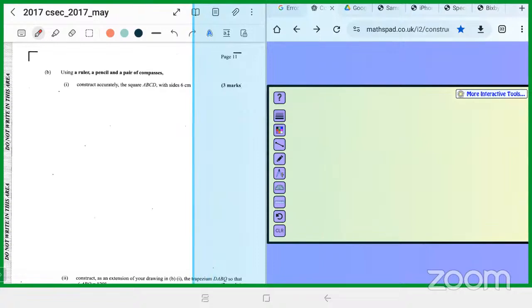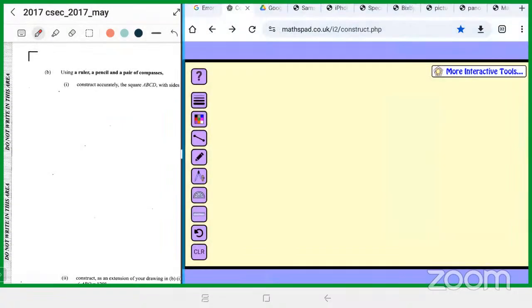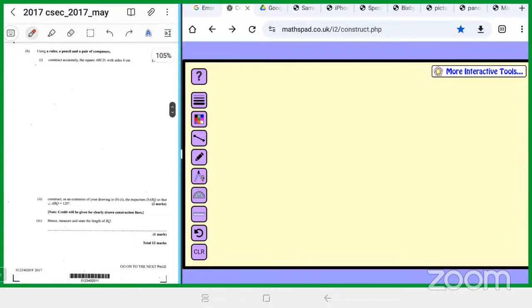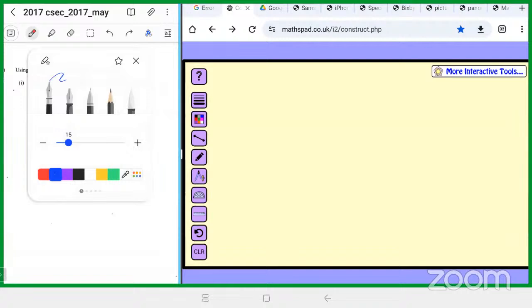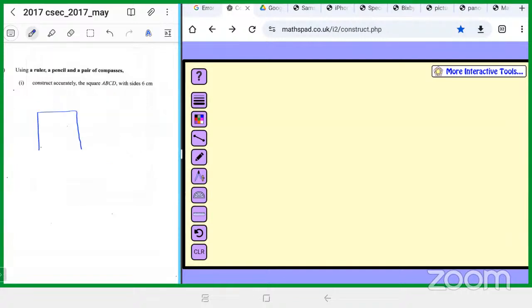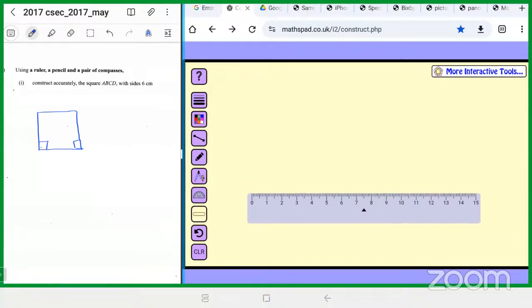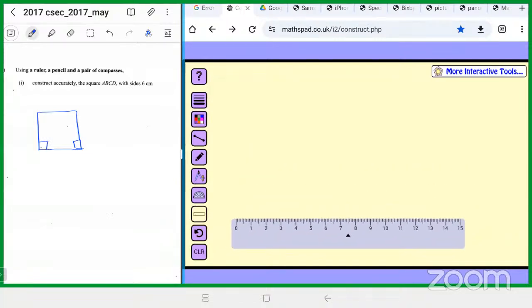Now, normally, I always say to the students, sketch it before you construct it. So, they want us to construct a square of side 6 centimeters. So, that's a square: 4 right angles, and all sides equal 6. And the angles are 90 degrees. So let's put down a line 6 centimeters to begin with. Let's use a ruler and measure 6 centimeters.